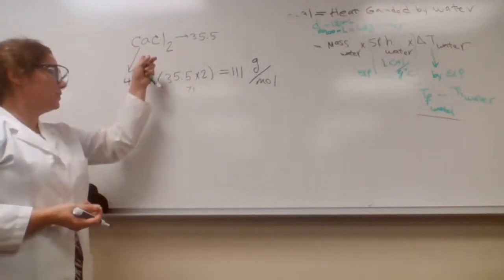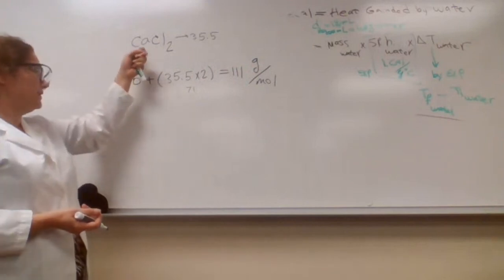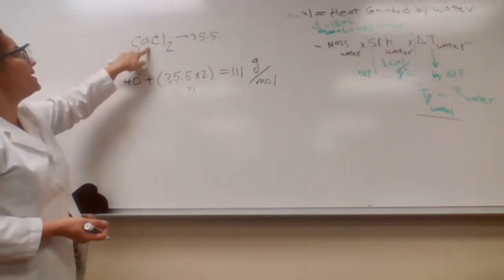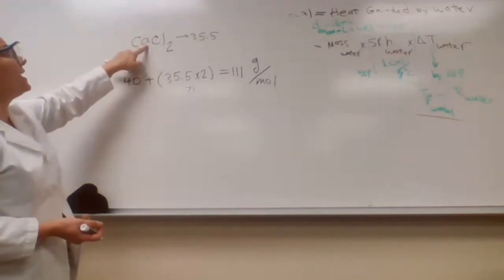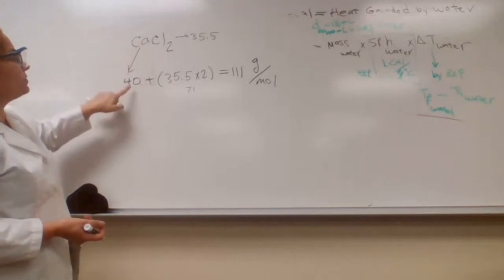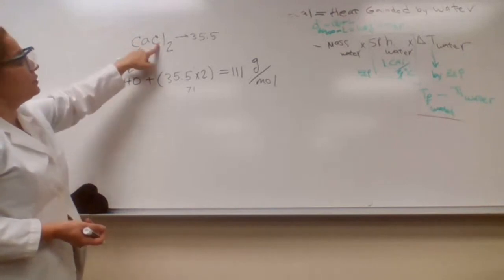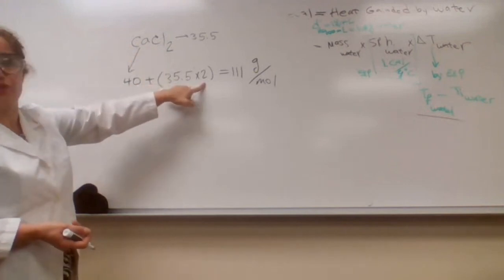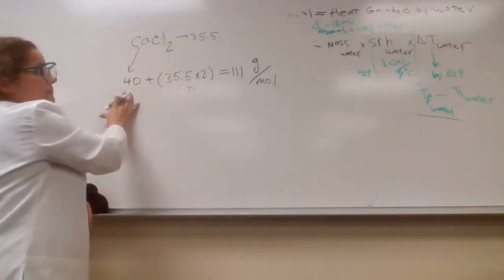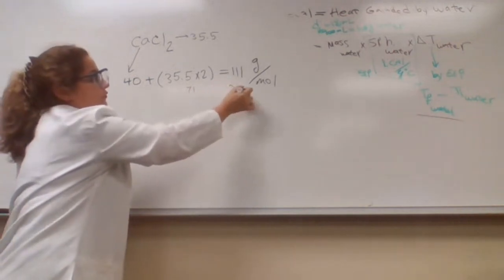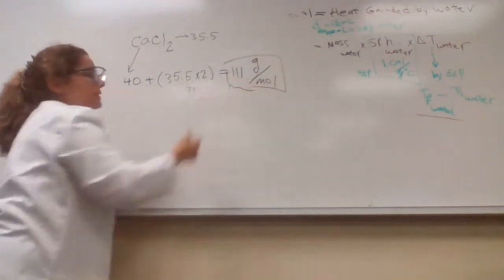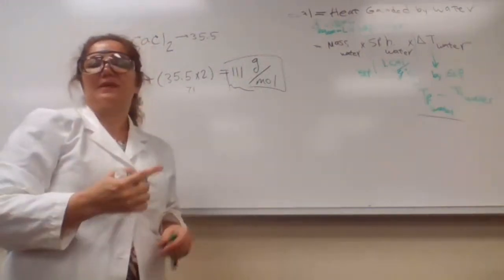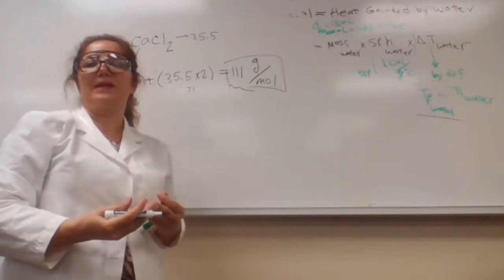So in order to get the formula weight for a compound, you take each element, get the atomic mass for each element, and multiply by how many of that element you have. For calcium, since you have only 1 calcium, this would be 40 times 1. For chlorine, because you have 2 chlorines, it would be 35.5 times 2. And then you add them all up, and that is the formula weight for calcium chloride. What does it mean? It means if you have 1 mole of calcium chloride, it would weigh 111.